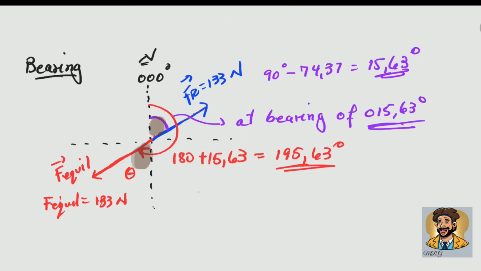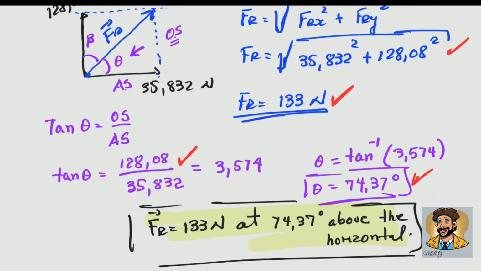So the equilibrant is going to be the following answer. F is going to be equal to 133 Newton at bearing 195,63 degrees. That is the question. Remember, all these drawings are not at scale, guys, and that is the end of the question.